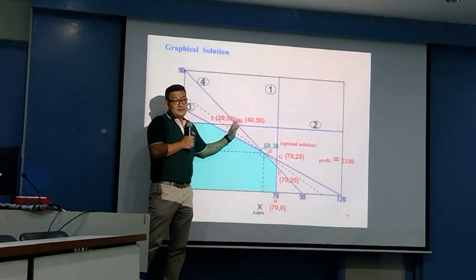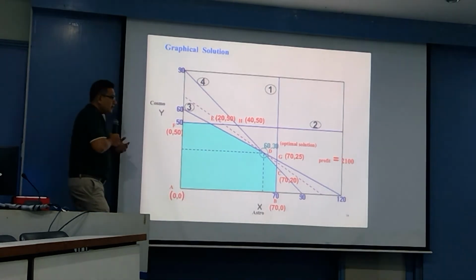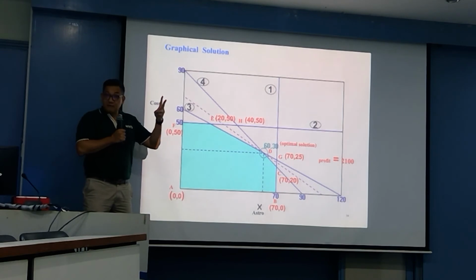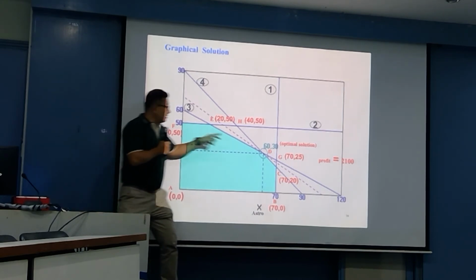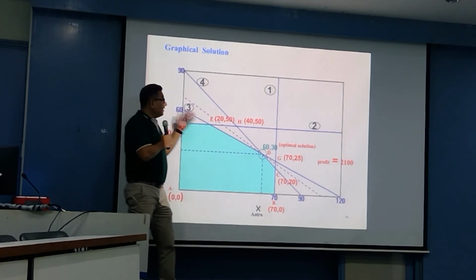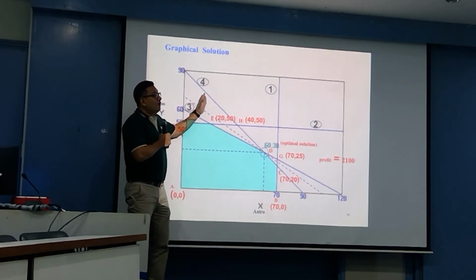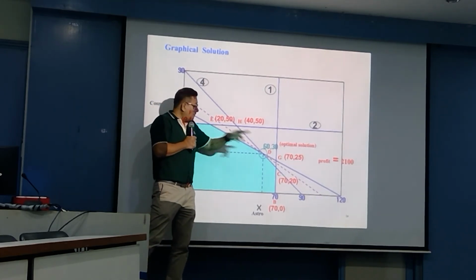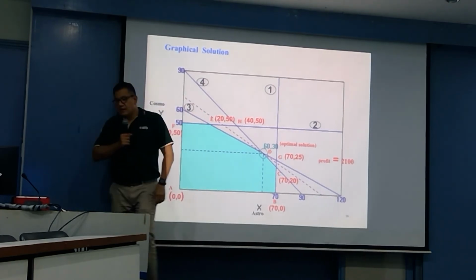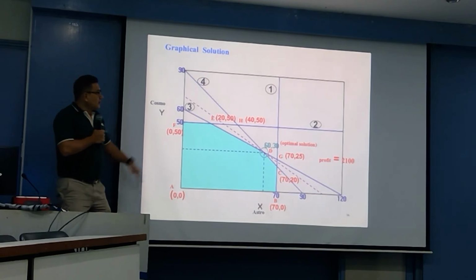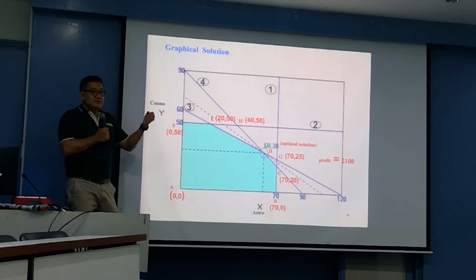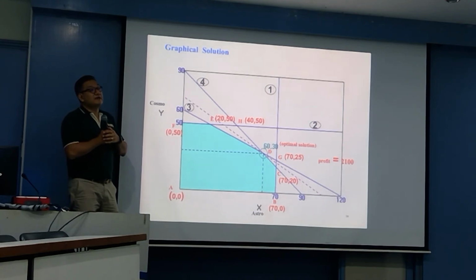Okay. The next one, if you look at the problem, you can find out that constraint 1 and 2 are non-binding constraints because they do not provide the cutting point at the optimal solution. But on the other hand, constraint number 3 and number 4 both are binding constraints because they provide the cutting point to be the optimal solution point. How about the dual price? Constraint 1 and constraint 2, dual price equal to 0 because they are non-binding constraints.